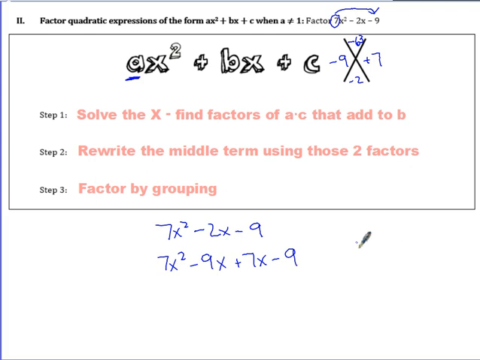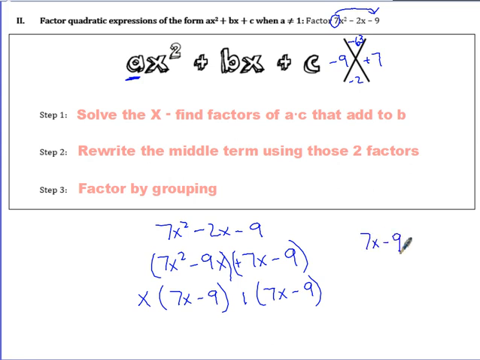And then we factor this by grouping. Okay, that's what we practiced last class. So I want the greatest common factor of each group. So 7x squared minus 9x, the GCF there is x. If I factor out an x, I am left with 7x minus 9. For 7x minus 9, my greatest common factor there is just 1. I can't really factor anything out. Okay, and so then my final answer: one set of parentheses is the inside, the 7x minus 9 part, and the second part is the outside, so that would be x plus 1.